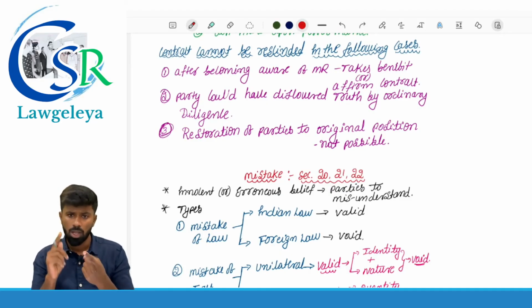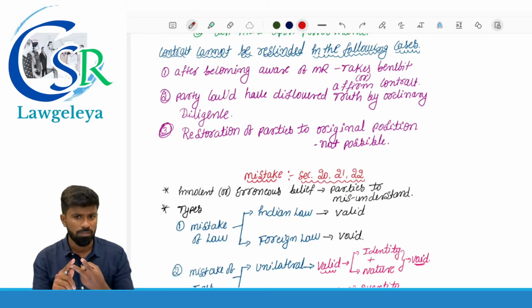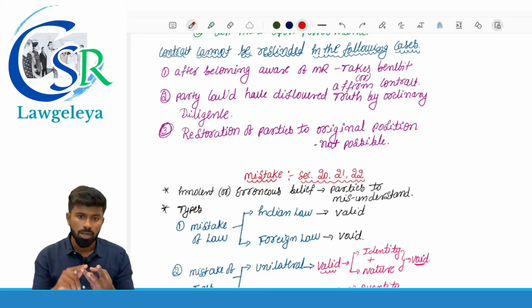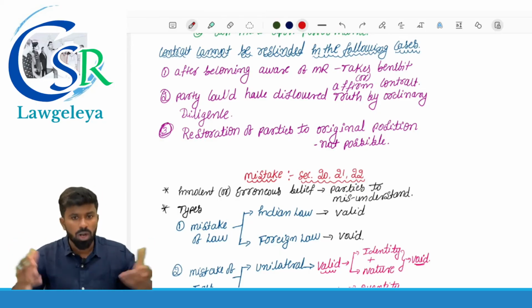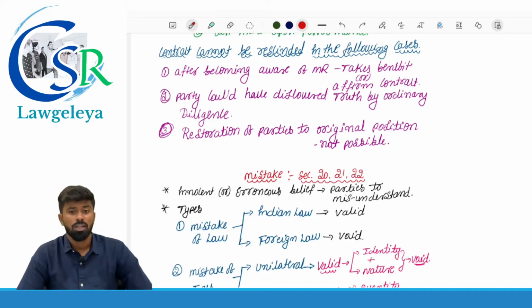What is the first one? Aware of misrepresentation, takes the benefit or affirms the contract. Party could have discovered the truth by ordinary diligence, cannot be cancelled. Or where the restoration of parties to the original position is not possible. In these three cases, the contract cannot be rescinded, even though there is a misrepresentation.